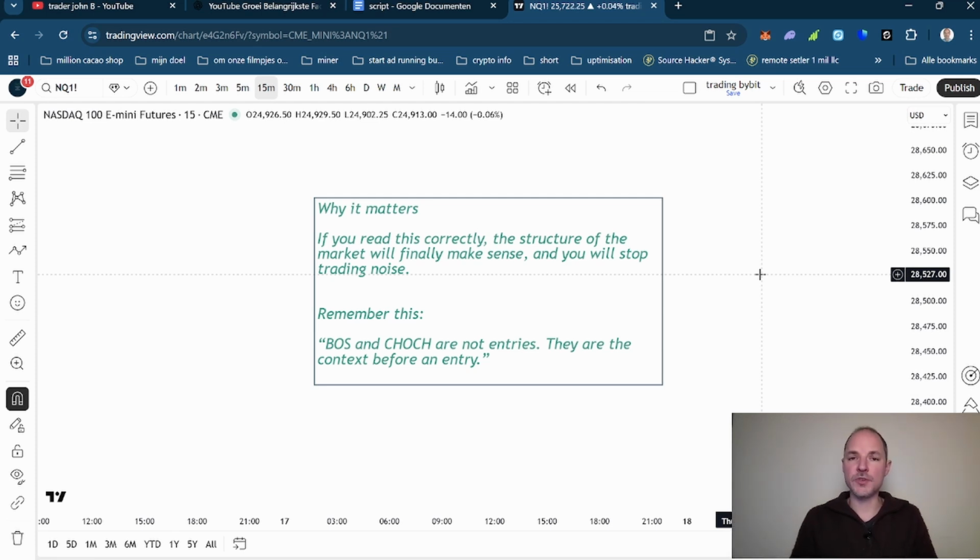Remember this before we continue. A BOS, or a break of structure, and a change in character are not entries. They are the context before we get an entry model. They are the direction of the market. It is showing you its hand, where the market is headed to.